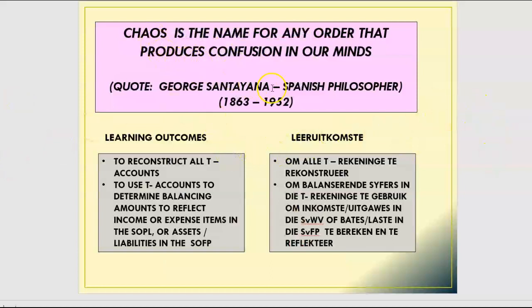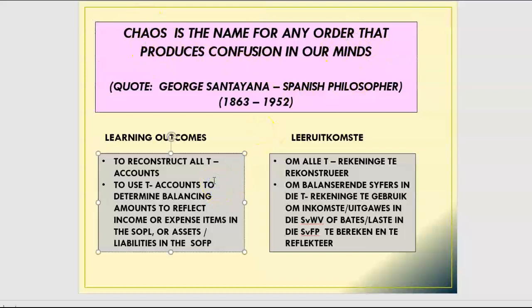Before we get there, let's have a look at what a Spanish philosopher had to say about chaos. He said, chaos is the name for any order that produces confusion in our minds. So the problem is not that there's chaos. We are actually causing the chaos, because there's no chaos, it's order. We make from something which is very orderly some chaotic kind of situation, and he says that is actually the thing that confuses our minds. So let's just sort out the chaos, get it into order, and then we can carry on.